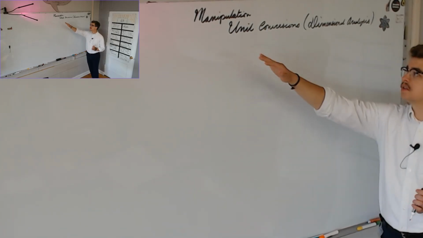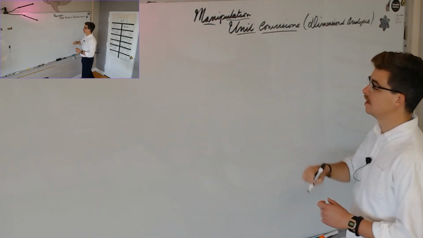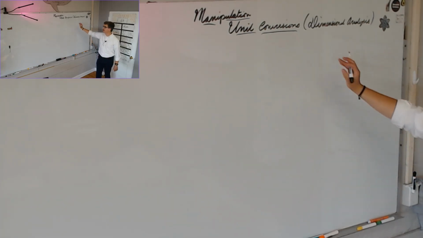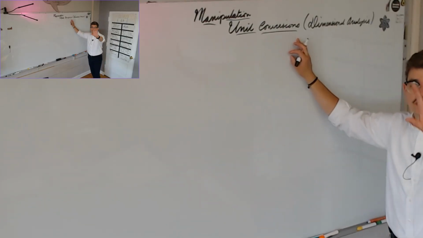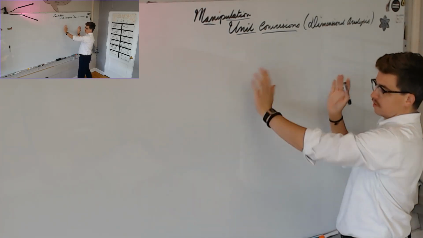And these things are not directly related to each other. These are both things that we need to know for physical science. These are things that we need to actually do physical science, but they are not directly related. You don't have to learn manipulation first and then unit conversions. You can learn unit conversions first.